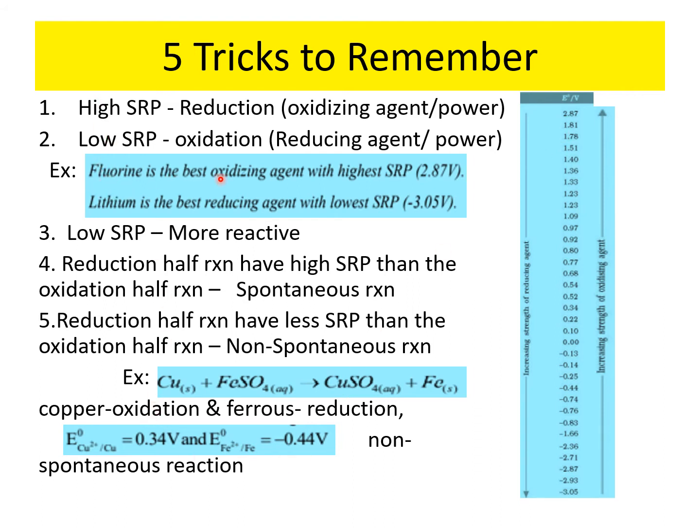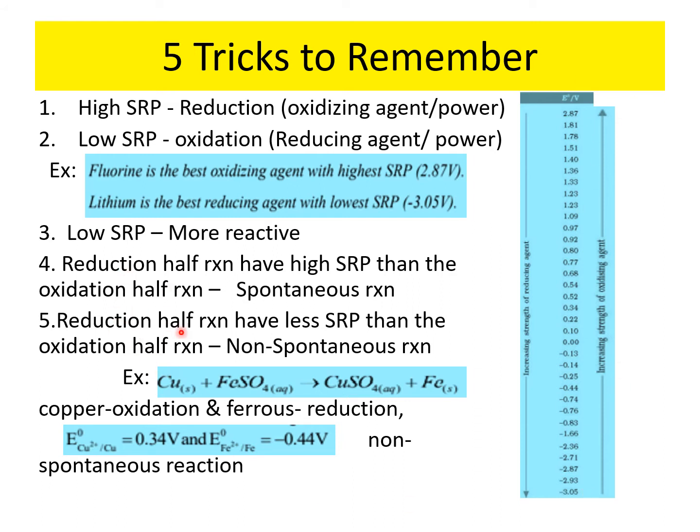Here, this is the best oxidizing agent: 2.87 is fluorine, and this is lithium. Fluorine is the best oxidizing agent because reduction takes place there, and it is the highest. And lithium is a reducing agent. What is happening here? Oxidation is happening. That's why it has the lowest standard reduction potential. This is the example.